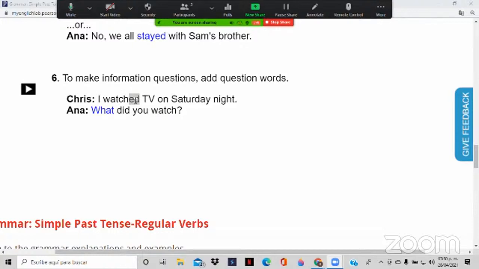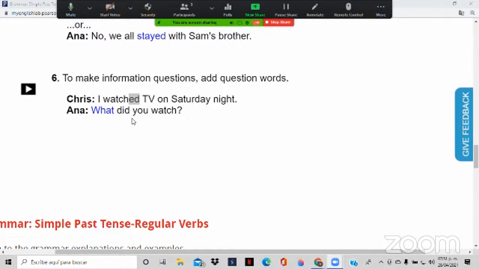I watched TV on Saturday night. Y ahora, what did you watch? Ajá, ya empieza a ser un trabalenguas. What did you watch? What do you watch? What did you watch?